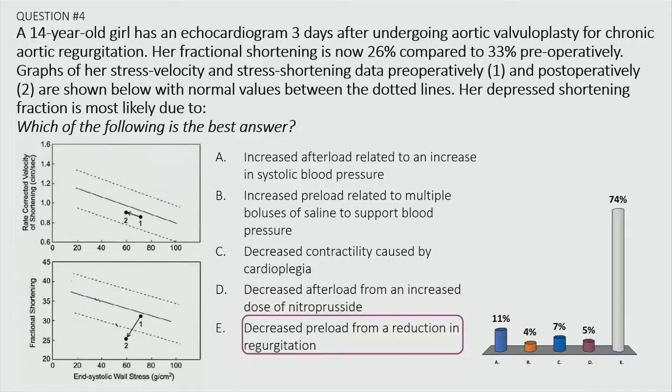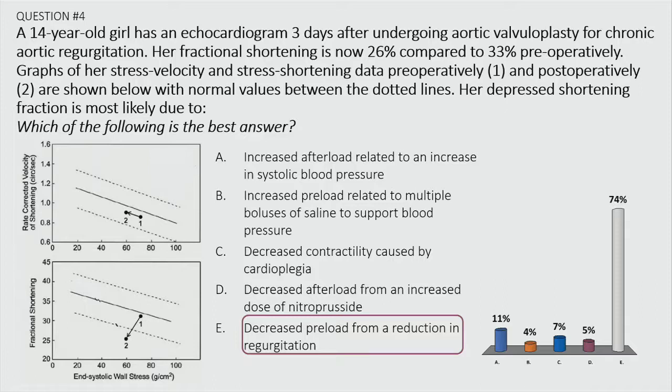So it's not contractility. Afterload is changing, but it's changing in a direction that wouldn't account for the decrease in shortening fraction. The only thing left in this conversation, the third one, is preload, and that's why preload has to account for the changes here. So just going through the answers, increased afterload, that could account for a decrease in shortening fraction.